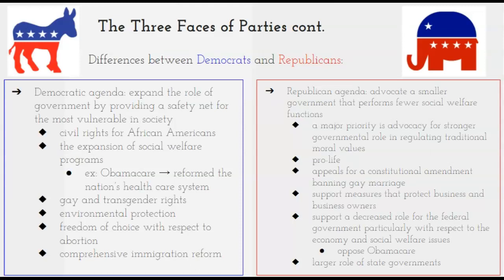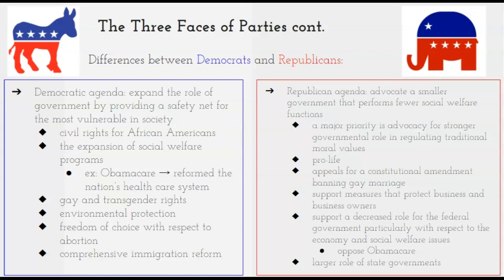We can talk about some general issues. So let's look at the Democratic agenda. Their agenda is to expand the role of government by providing a safety net for the most vulnerable in society. This includes civil rights for African Americans, the expansion of social welfare programs. An example would be the Affordable Care Act or Obamacare, which reformed the nation's healthcare system. Looking at expanding LGBTQ plus rights, environmental protection, freedom of choice with respect to abortion, and then comprehensive immigration reform.